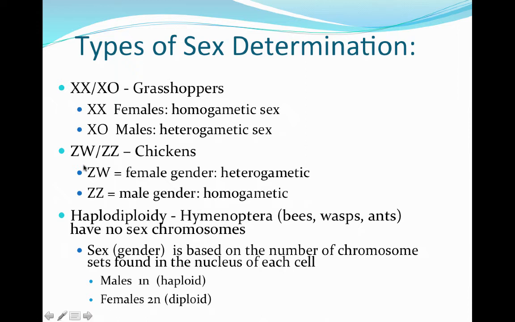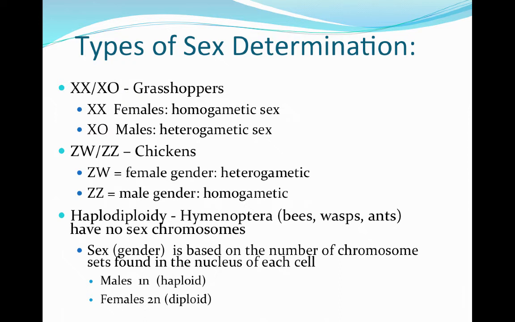In chickens, we actually have ZW or ZZ sex determination, also heterogametic, where ZW is the female gender and ZZ is the male gender. So it's not necessarily our true XY determination.